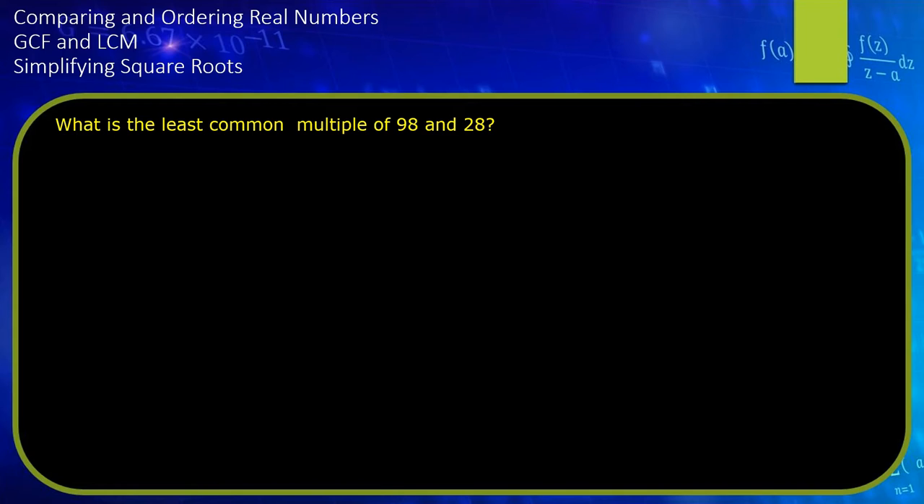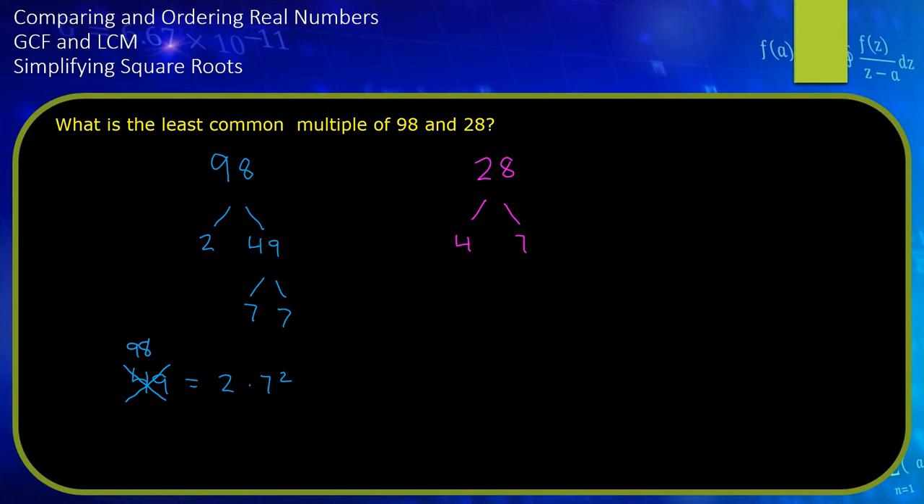So again, both of these, I'm going to factor them into prime numbers. So 98 is going to factor into 2 and 49. The 49 will factor into 7 and 7. So 98, I should say, I have the right factorization, just had the wrong number there, is 2 times 7 squared. Whereas 28 would factor into 4 and 7, which would in turn factor into 2 times 2 for the 4. The 7's already prime. So 28, its prime factorization is 2 squared times 7.